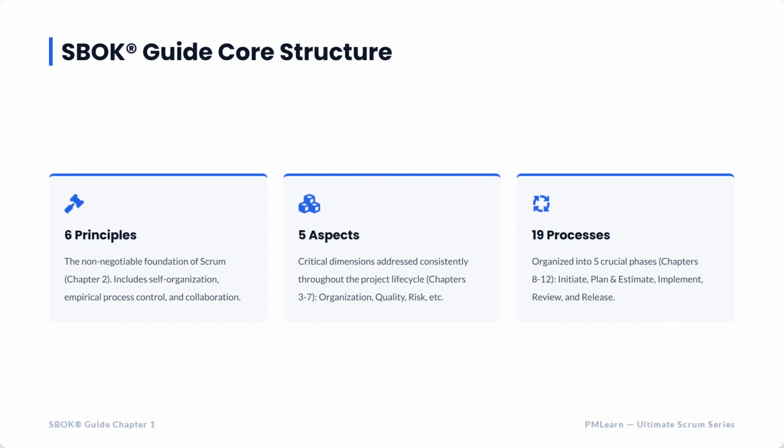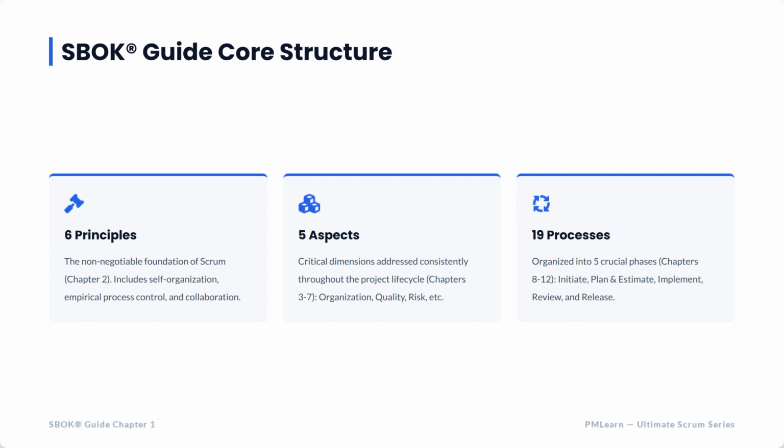First things first, what actually makes up the SBOK guide? The SBOK guide is essentially the ultimate dictionary and rule book for Scrum. It isn't just a collection of vague agile ideas, it is a highly structured framework built on 3 pillars: principles, aspects, and processes. Let's look at the tiles on your screen.